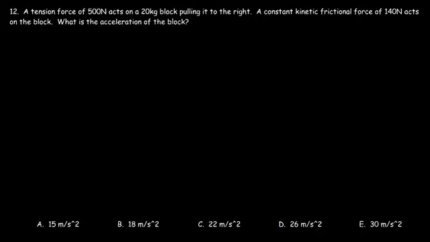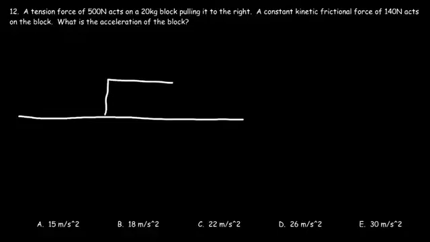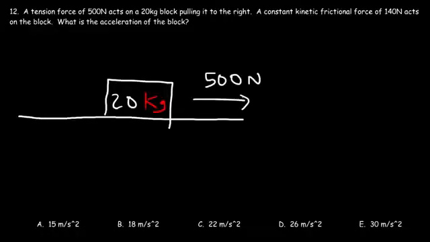Number 12. A tension force of 500 newtons acts on a 20 kilogram block, pulling it to the right. A constant kinetic frictional force of 140 newtons acts on the block. What is the acceleration of the block? So let's draw a picture. So let's say this is the block. And we're going to pull it to the right with a rope. So there's a tension force of 500 newtons that acts on the block.